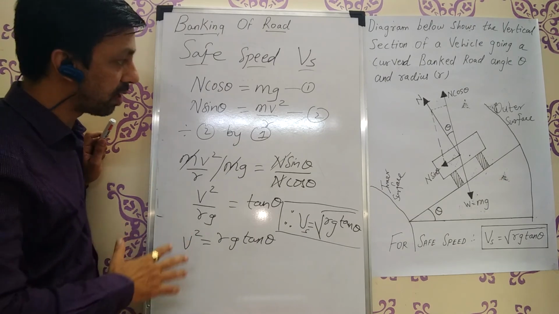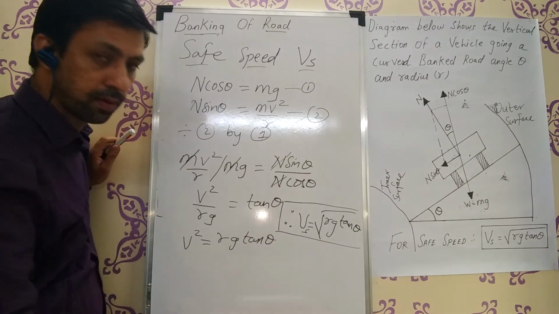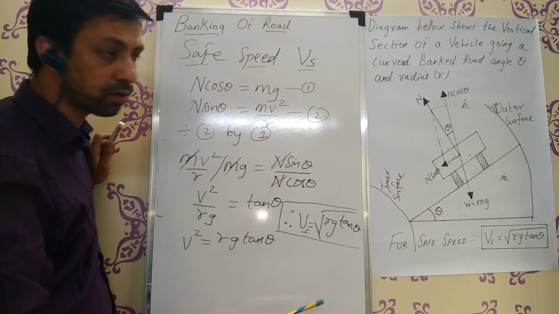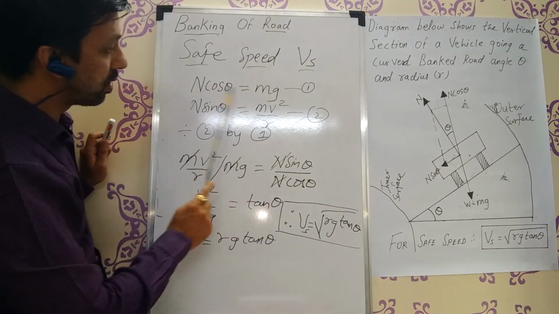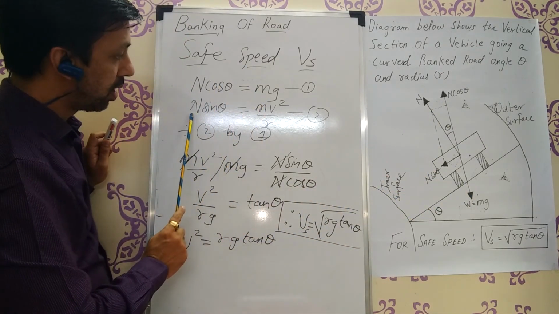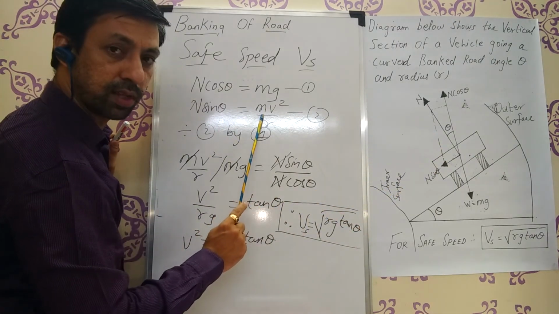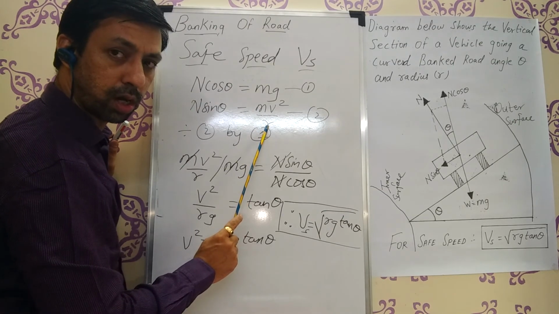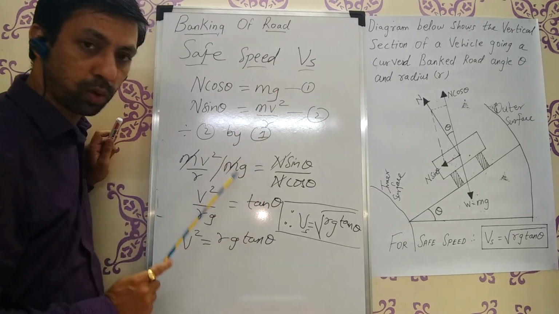So I think you have understood this concept, that from the diagram itself we have done the balancing of the forces. N cos theta is trying to balance with weight, and N sin theta is towards the center, trying to balance with the centripetal force. Centripetal force is given by mv square upon r. So this is my equation number 2 and this is my equation number 1.